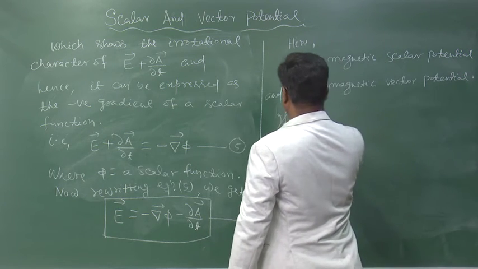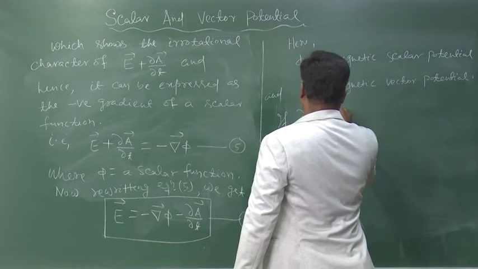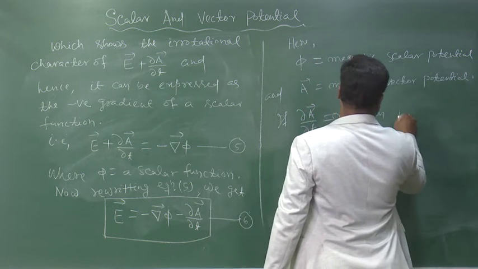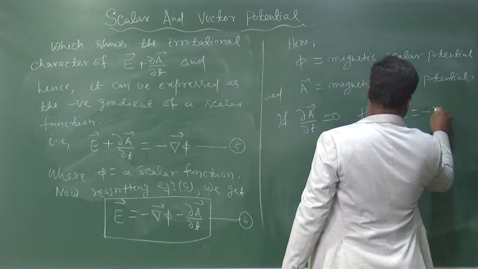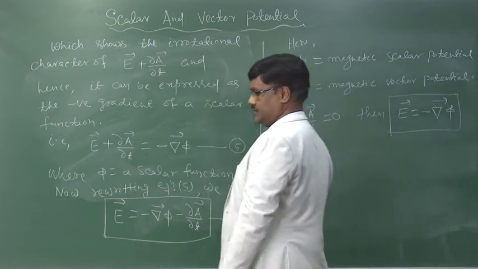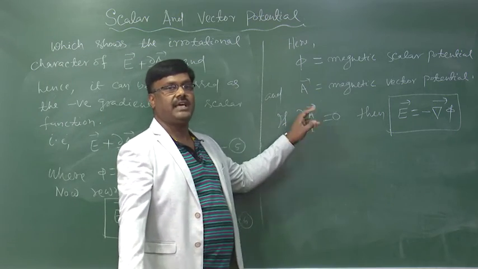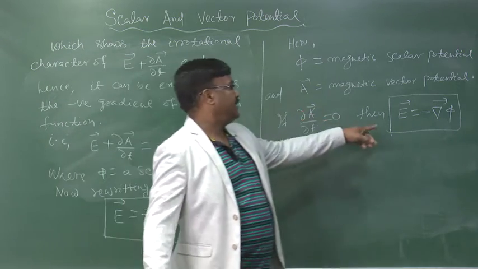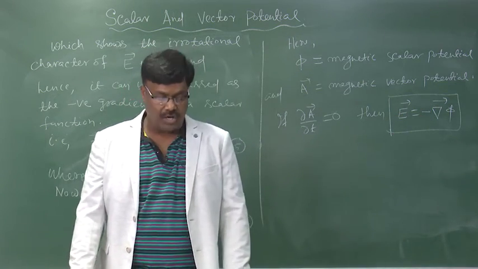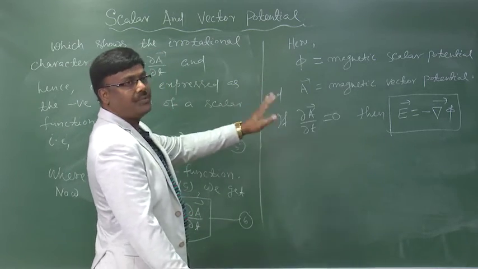If del A by del t is equal to 0, then E vector equals minus grad phi. That means when the magnetic vector potential is constant in time, the electric field strength is equal to the negative gradient of the potential. So, what conclusions can we draw from this concept?